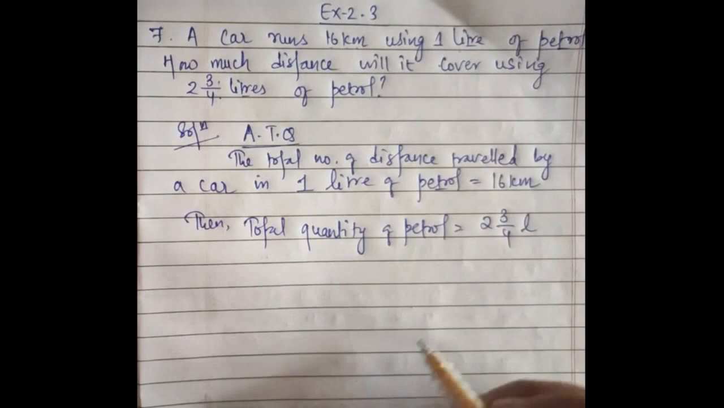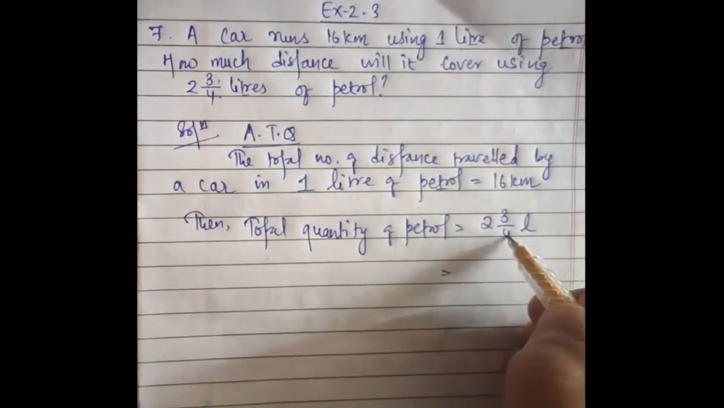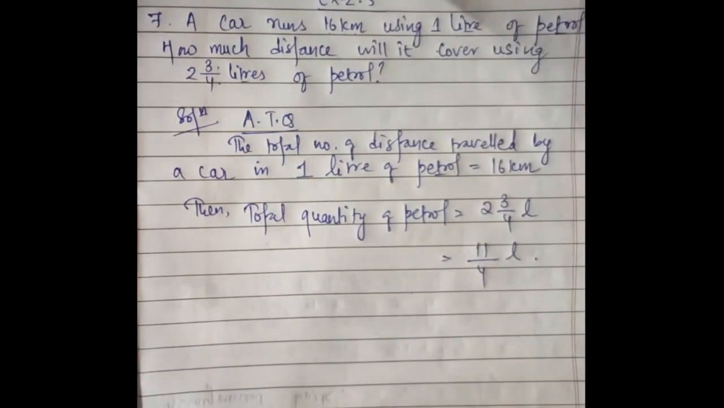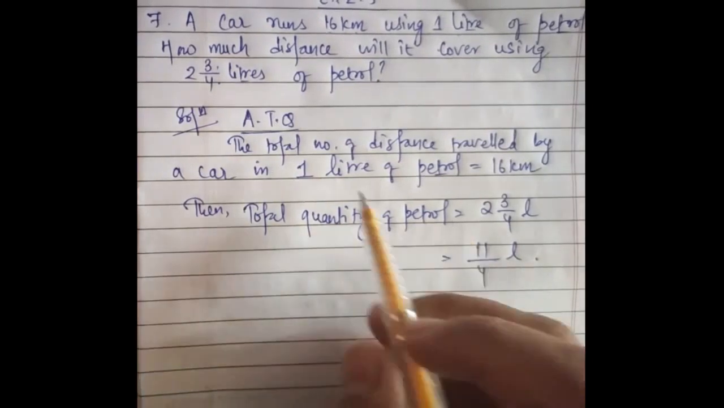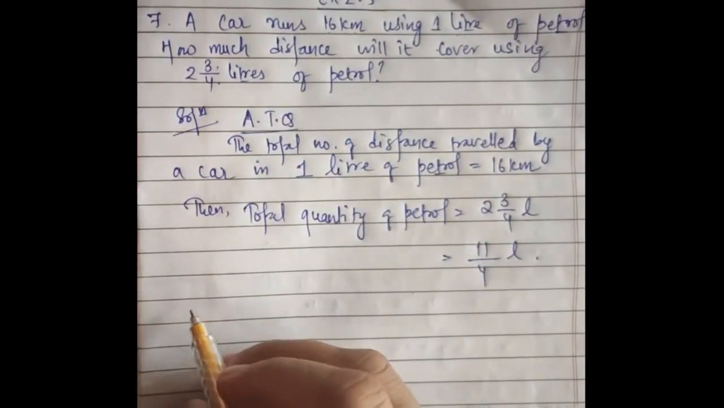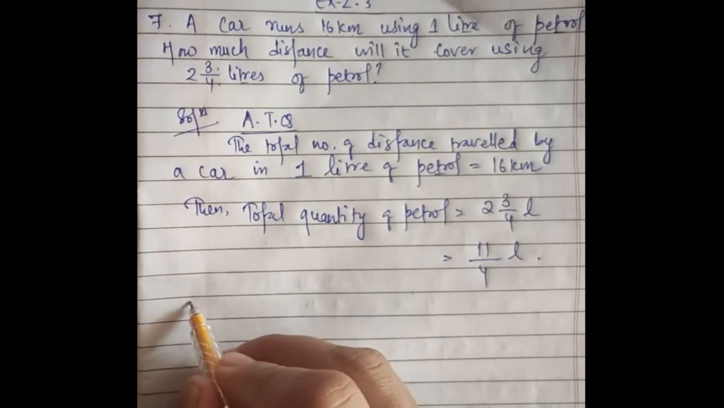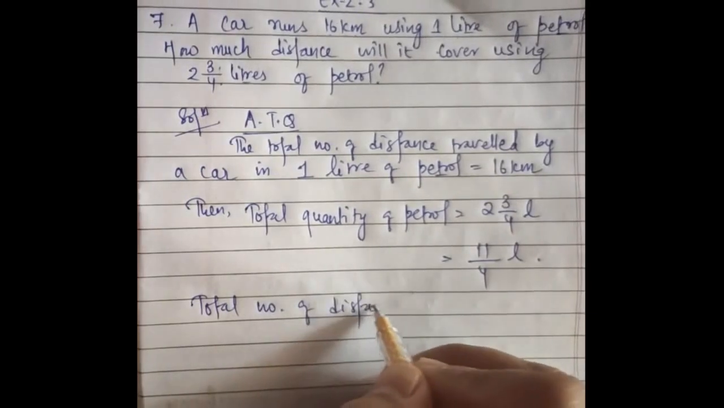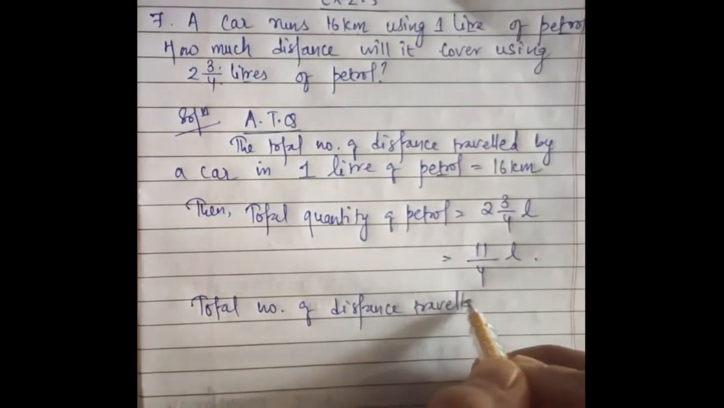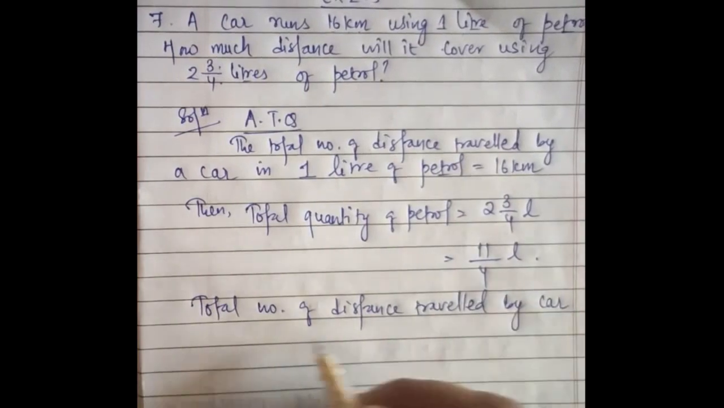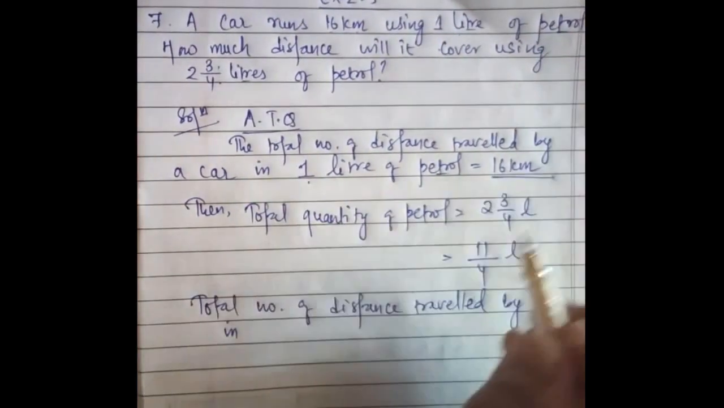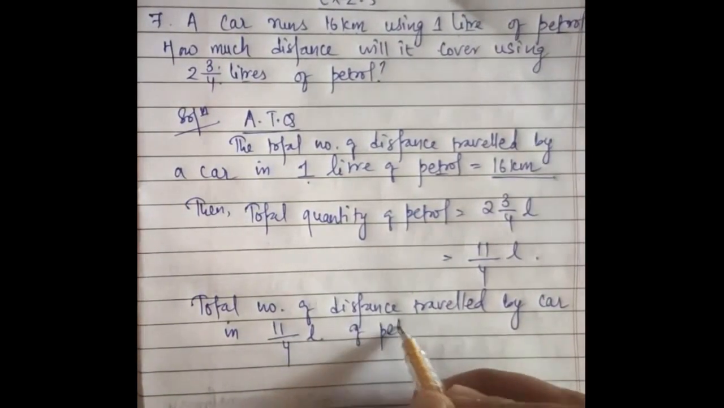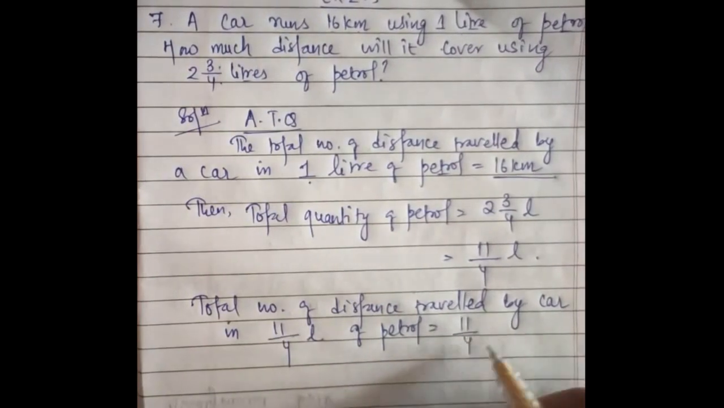All right, so let us convert this into an improper fraction. 2 whole 3/4 is 11/4 liter, right? So with this much liter of petrol, how much distance the car will cover, that we have to find. So we can write: the total distance traveled by car in 1 liter was 16 kilometer. Now we have to find for 11/4 liter of petrol, which is equal to 11/4 into 16.